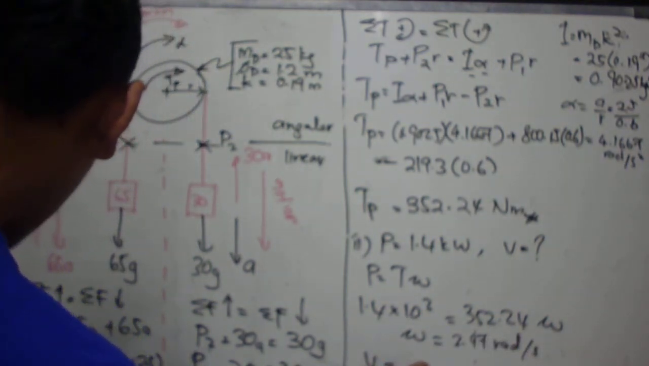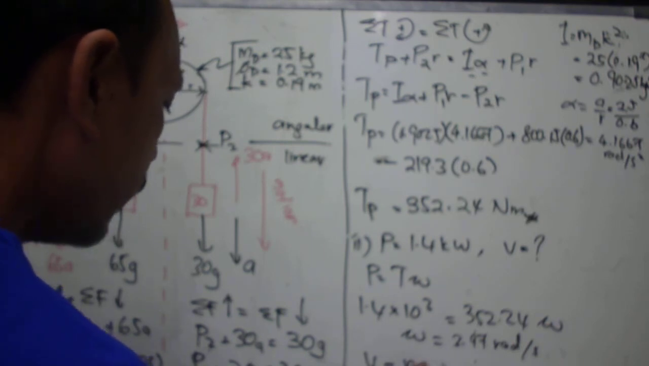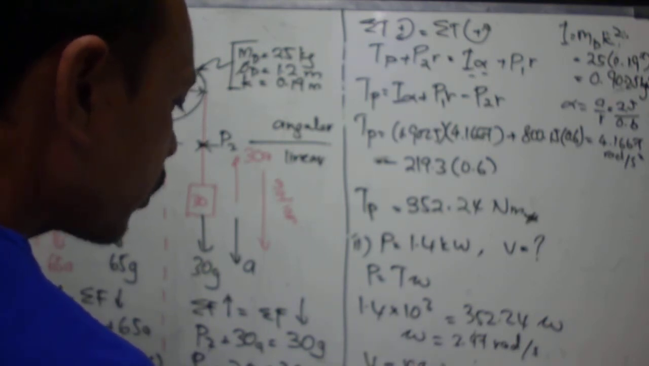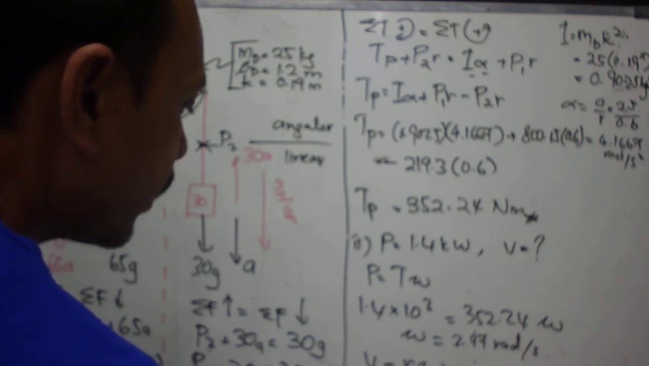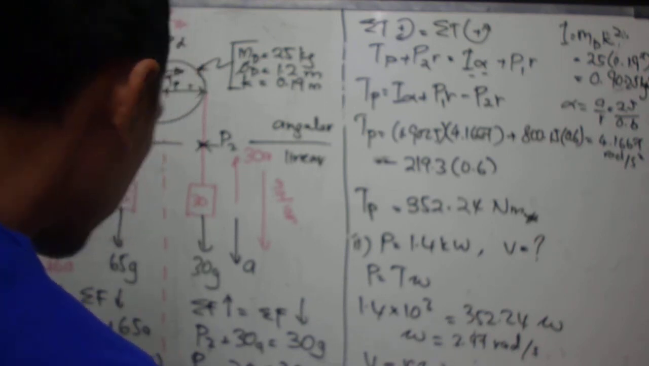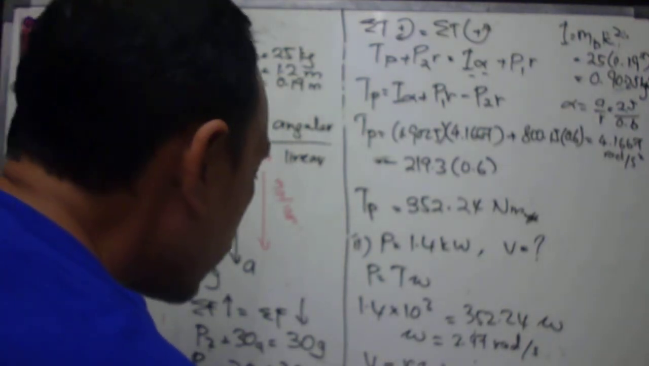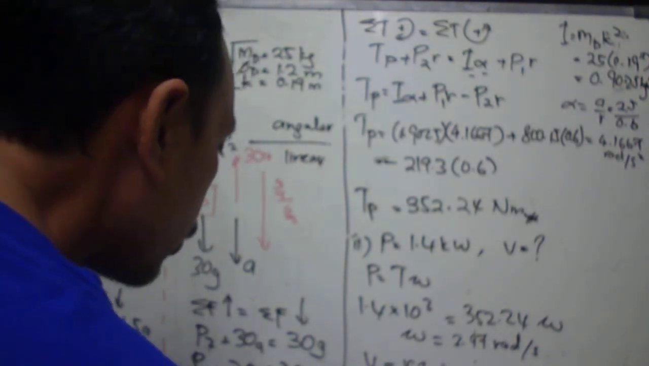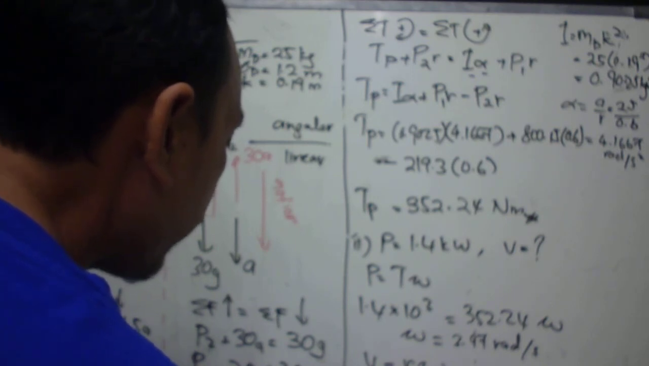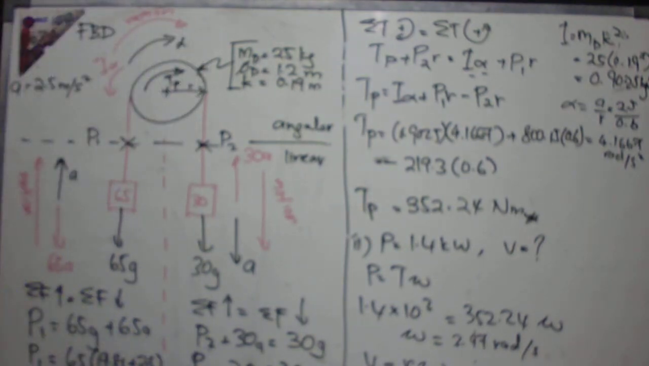V equals R omega, equals 0.6 times 3.97, equals 2.385 meters per second. We finish, we complete the calculation for sub question 1 and sub question 2.